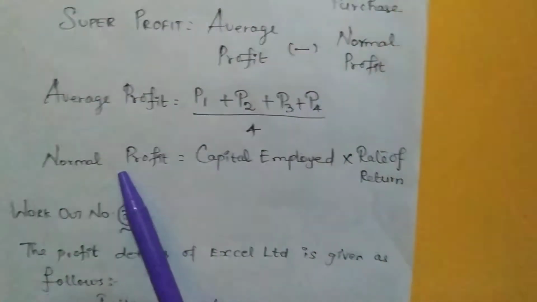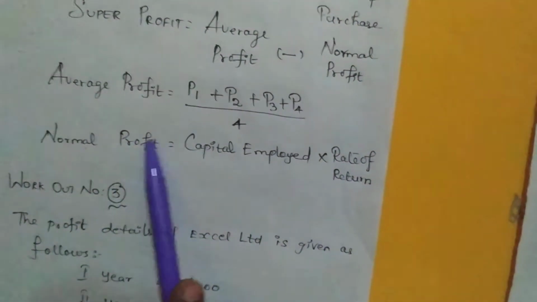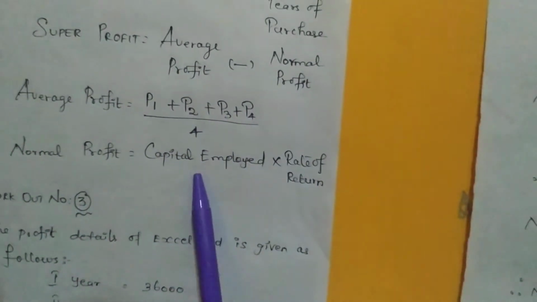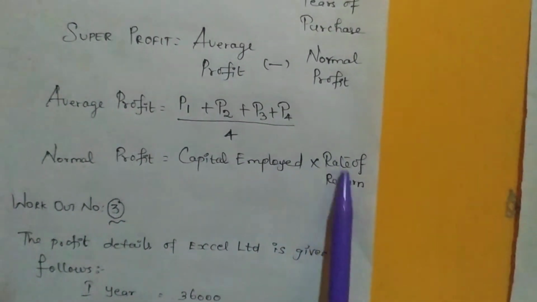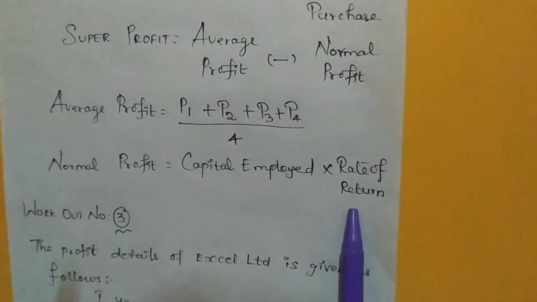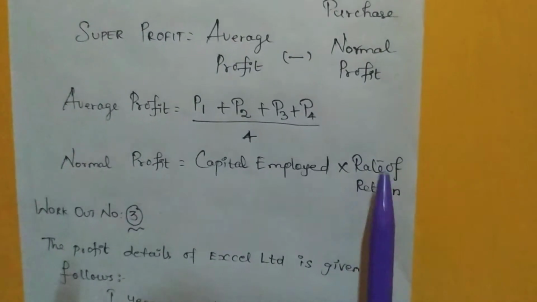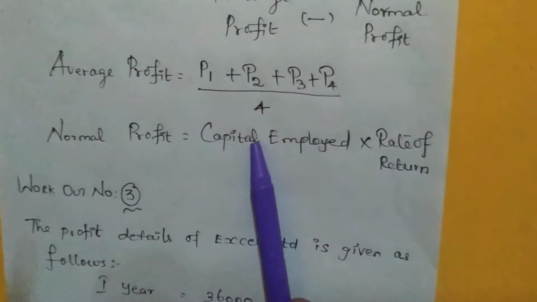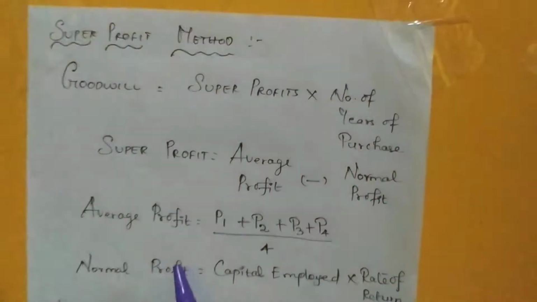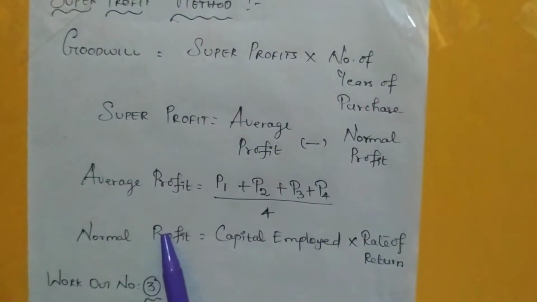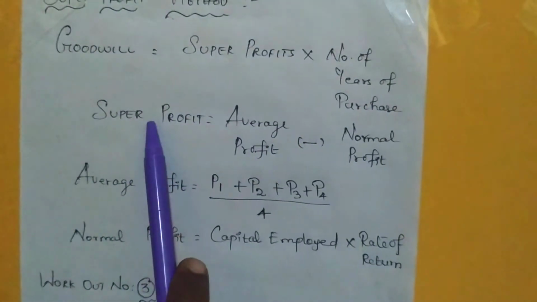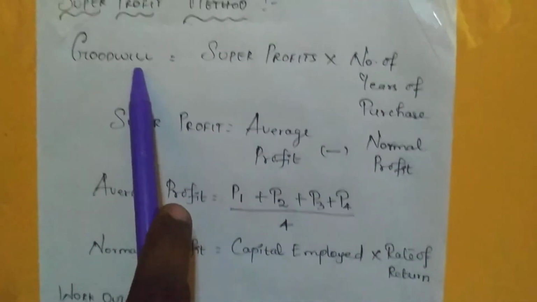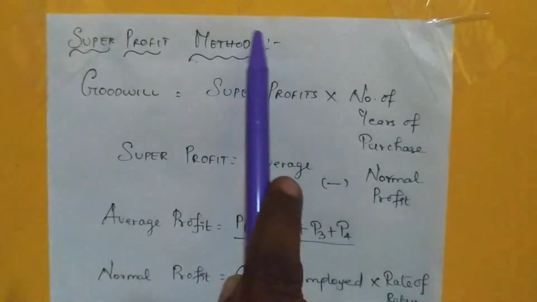Then if we go to normal profit, what is the formula? Normal profit equals capital employed into rate of return. This is the normal profit that is expected from the firm. So the difference between average profit and normal profit is super profit. Then super profit into number of years of purchase gives goodwill under the super profit method.